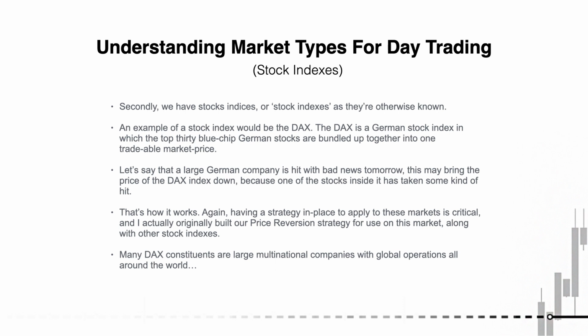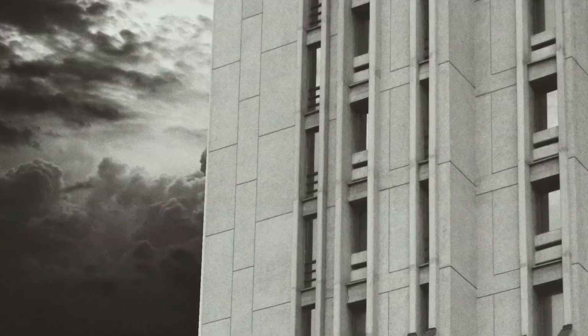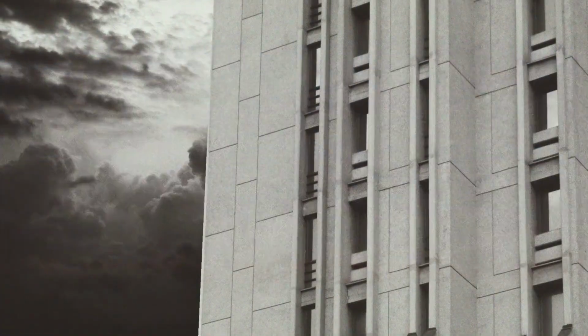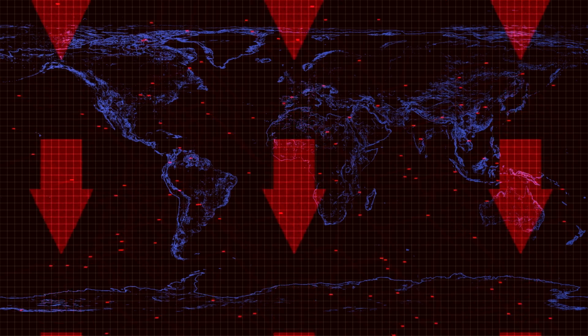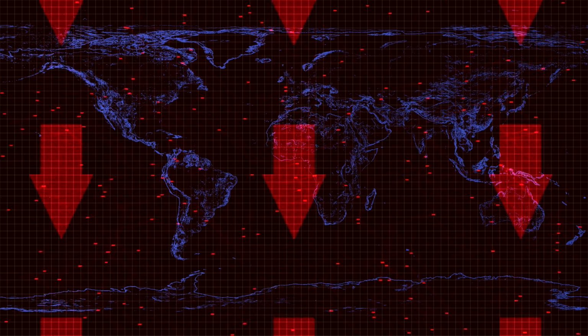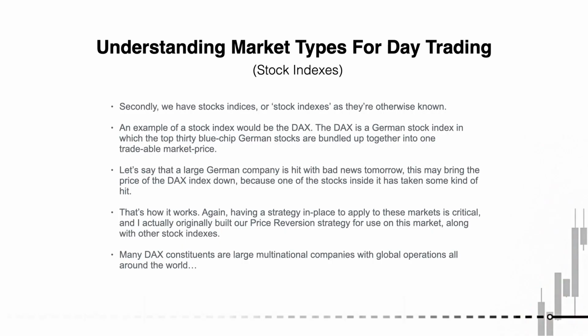An example of a stock index would be the DAX. The DAX is a German stock index in which the top 30 blue chip German stocks are bundled together into one tradable market price. Let's say that a large German company is hit with bad news tomorrow. This might bring the price of the DAX index down because one of the stocks inside it that makes it up has taken some kind of hit. Now that's how it works.